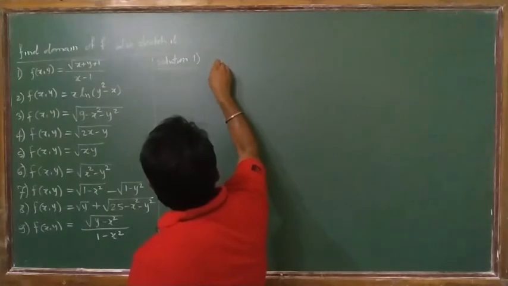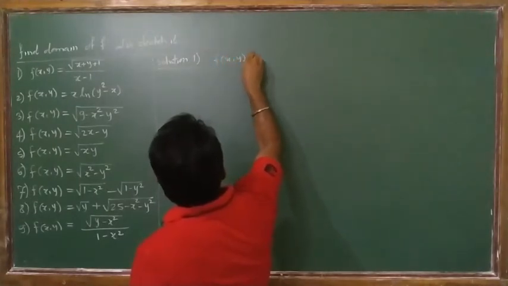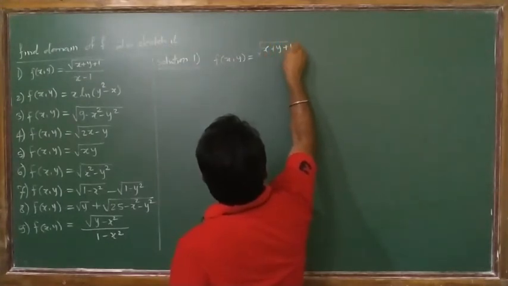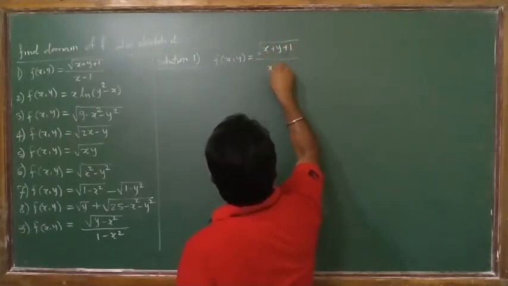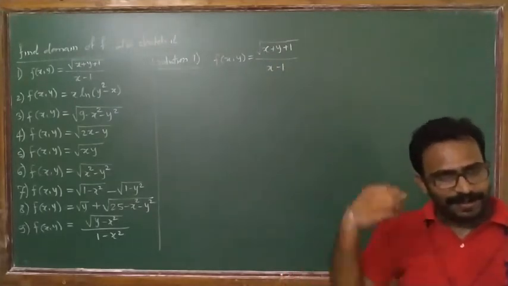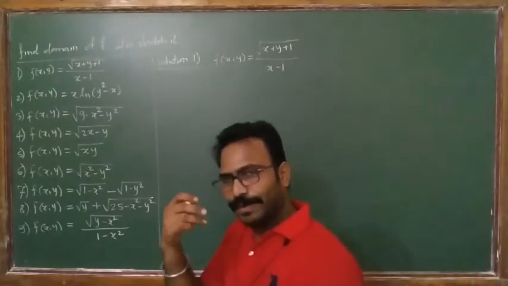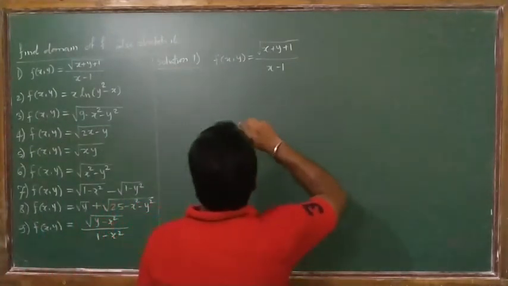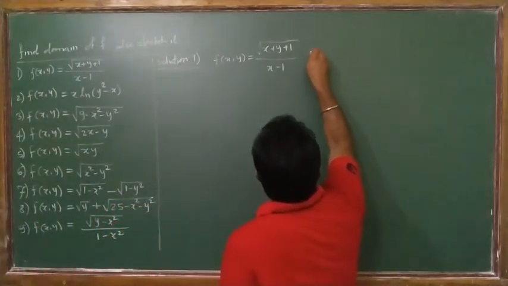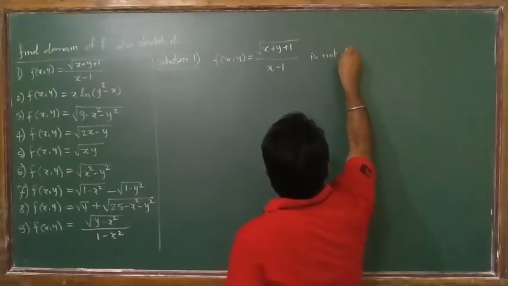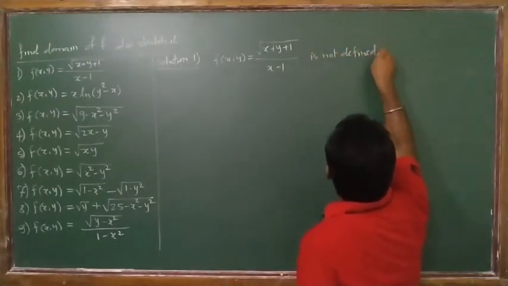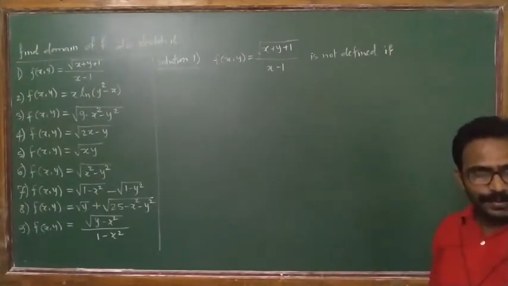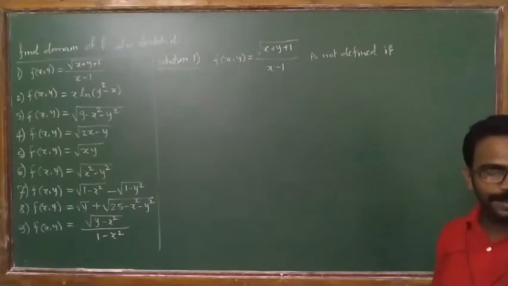So f of xy is equal to square root of x plus y plus 1 upon x minus 1. The function is not defined when the square root contains a negative value or the denominator is 0. So the function is not defined if the quantity inside the square root is negative or the denominator is 0.